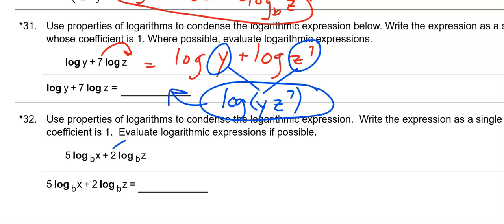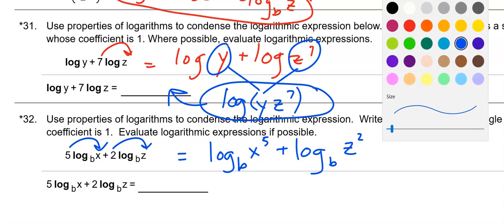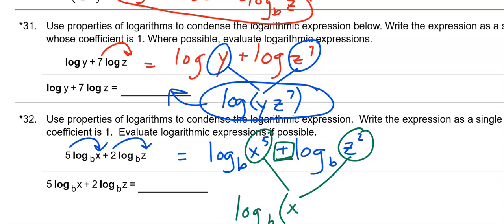32, also single logarithm, so we would move those up. Make that log base b of x to the 5th plus log base b of z squared. Now what? I see addition right here, so that must mean I'm going to do something with the x to the 5th and the z squared. Put them together into a single logarithm. Log base b of x to the 5th z squared. And that is our final answer.